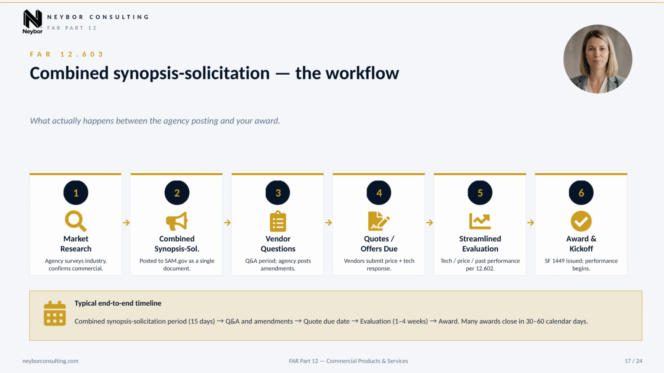Notice the time bar at the bottom. The synopsis period is typically 15 days. Evaluation can run 1 to 4 weeks, and many awards close within 30 to 60 calendar days. Plan your bid pursuit cadence accordingly. Speed is the entire point of Part 12.